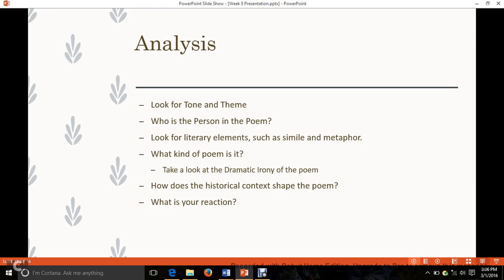When you're analyzing, looking for literary elements like similes and metaphors, the whole idea about the concerto element is a great simile about his voice. So there's other elements you could take a look at. And then also the dramatic irony of it all.